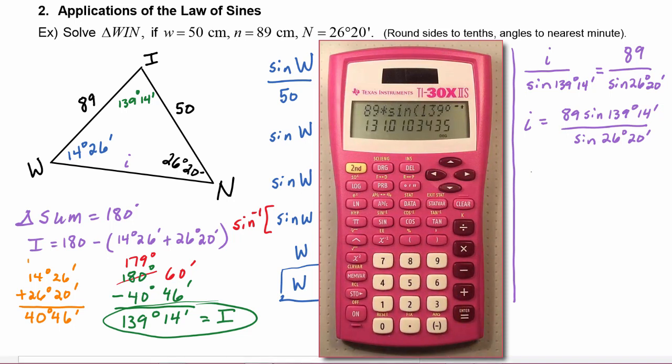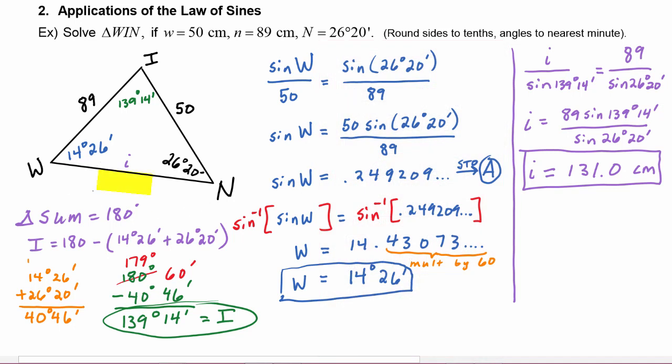And we find out that side I is 131.0 when we round to the tenths place, and the units would be centimeters. So we box in our answer over here in our work, and then we come over to the picture and put the 131.0 there. Now that we have a diagram where all of the angles are known and all of the sides are known, then that means we are finished solving triangle WIN.